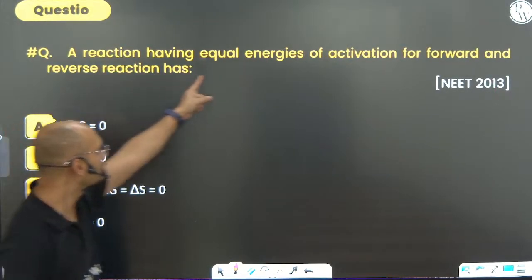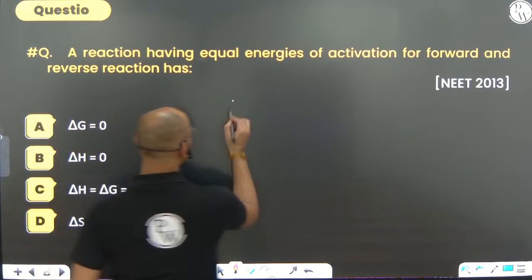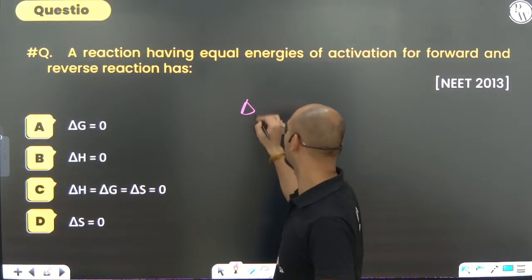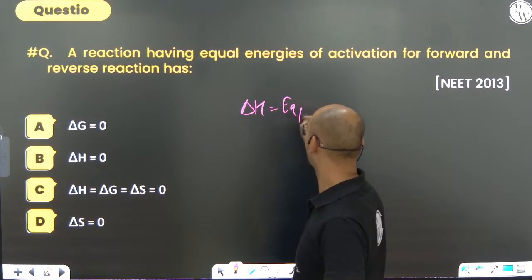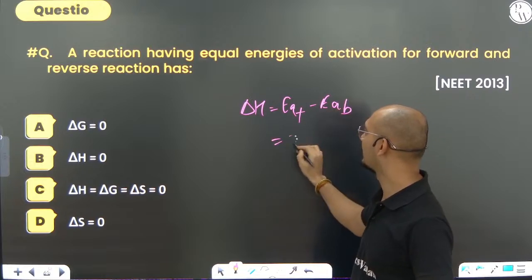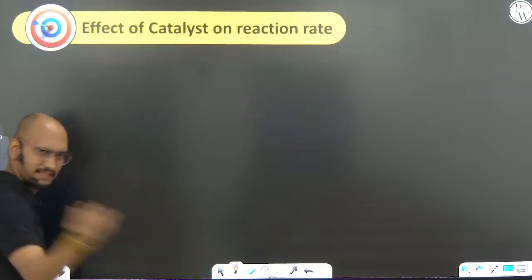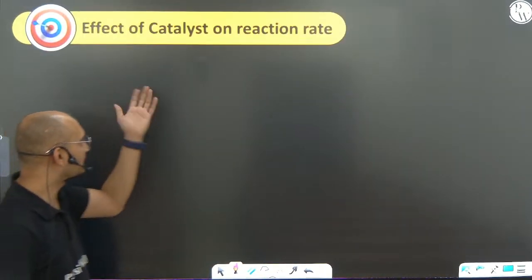A reaction having equal energies of activation of forward and reverse reaction has, of course, I think you remember delta H equals EA forward minus EA backward. If both of them are equal, then X minus X will be equal to 0. So delta H will be equal to 0. Easy. Next, effect of catalyst on the reaction.